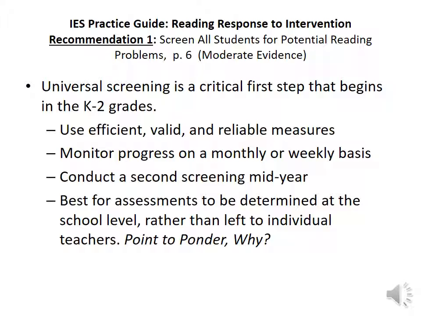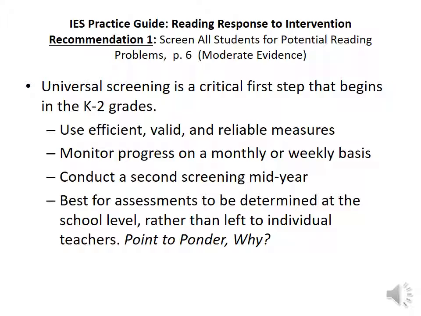Recommendation 1, screen all students for potential reading problems. So even those that don't exhibit potential reading problems, you want to make sure that you're not missing anything. And this has moderate evidence. So there is causal evidence that this will help all students. Universal screening is a critical first step that begins in kindergarten through second grade. Use efficient, valid, and reliable measures. And the IES guide describes these in more detail. I'm just giving you the high points here.